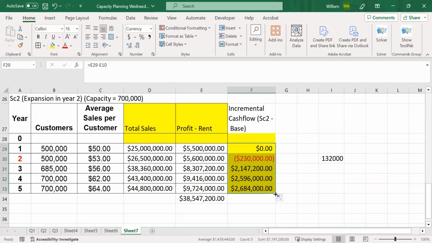Okay, so that's how you go about doing that. Start off with the base scenario, figure out what's the profit with the base scenario, then create a second table with this new expanded scenario, figure out the total sales, figure out the profit, and then deduct any cost associated with your expansion, deduct any cost associated with rent for each and every year. And then finally create a column and figure out the difference between the expansion data and the base data. So that concludes what I wanted to discuss here.